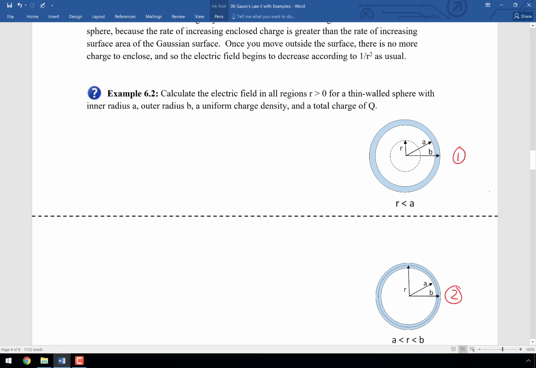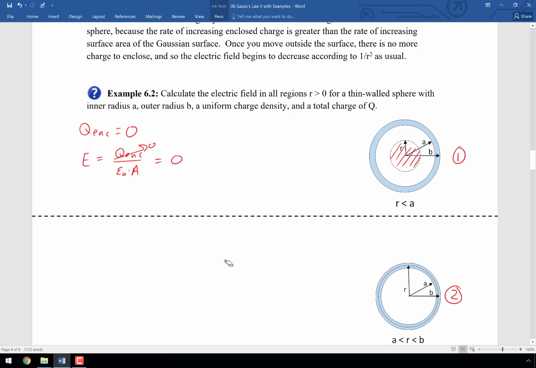So let's tackle region 1 first because it's the easiest. Region 1, what's Q enclosed? Well, if you look inside that Gaussian surface, there is no charge density. So Q enclosed is equal to 0. I don't even care what the surface area is because the electric field is Q enclosed divided by epsilon 0 times A. And if this is 0, then this is equal to 0.